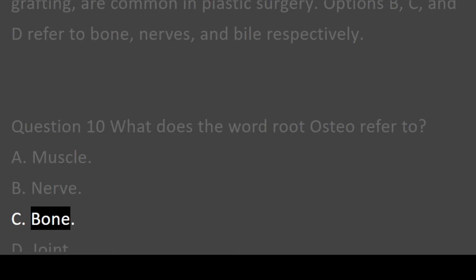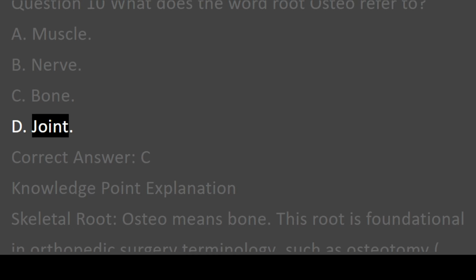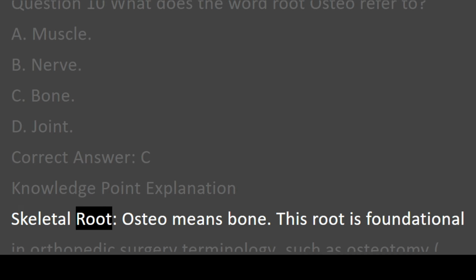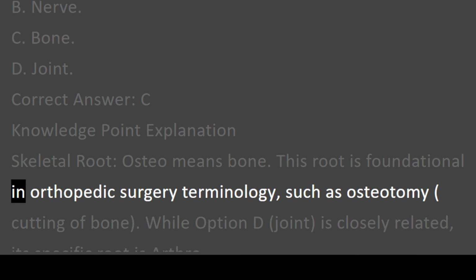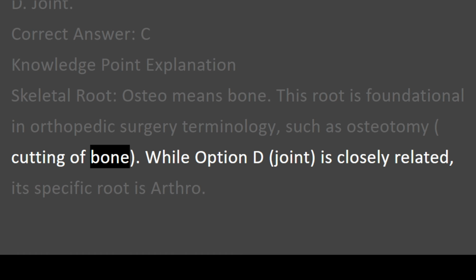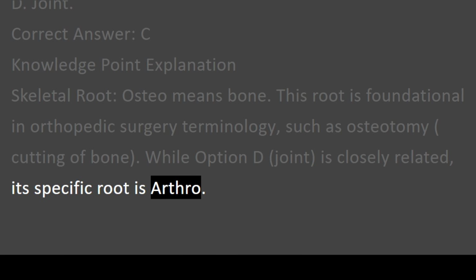C. Bone. D. Joint. Correct answer, C. Knowledge point explanation. Skeletal root, osteo means bone. This root is foundational in orthopedic surgery terminology, such as osteotomy, cutting of bone. While option D, joint, is closely related, its specific root is arthro.